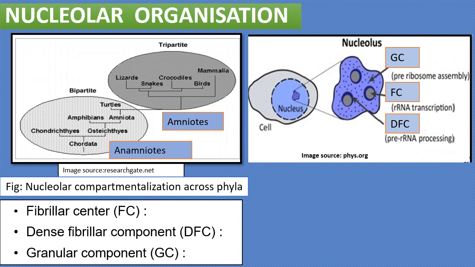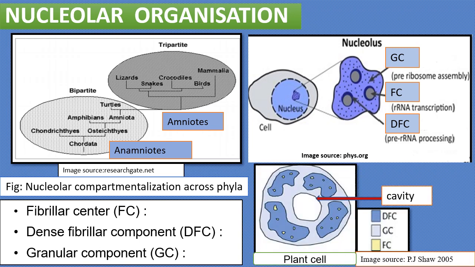Nucleoli in plant cells sometimes have a central clear region, and this clear region is known as the nucleolar vacuole or nucleolar cavity. In this diagram, this is the nucleolar vacuole or nucleolar cavity. So, different types of nucleoli have different types of nucleolar organization.